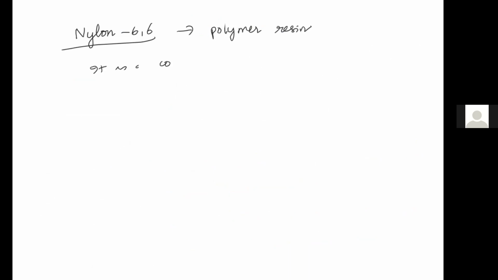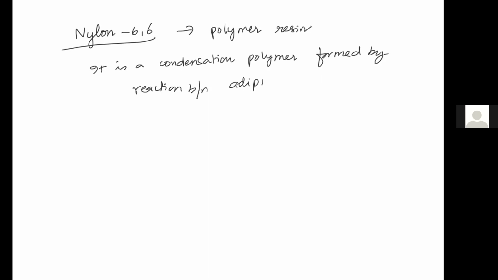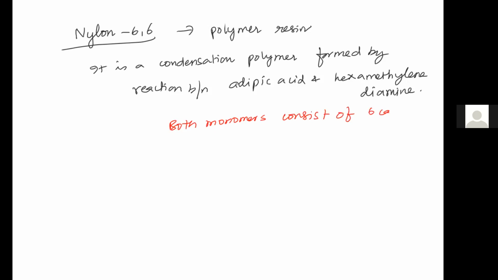It is a condensation polymer. I told you what a condensation polymer is, na? It is formed by the reaction between adipic acid, very important, adipic acid and hexamethylene diamine. Why do we call it nylon 6,6? Because both monomers consist of 6 carbon atoms and therefore it is named nylon 6,6. I'm just writing this for your information, but it's okay if you don't remember it.